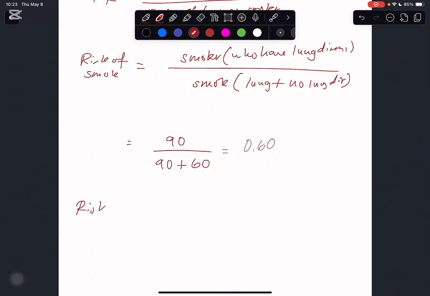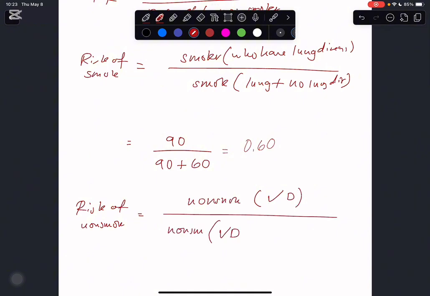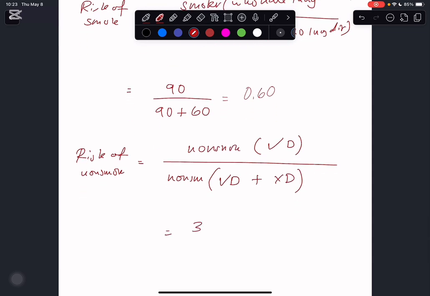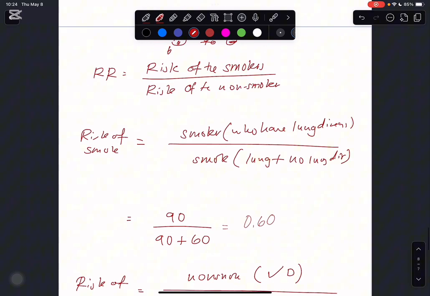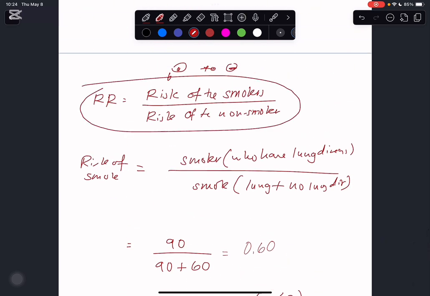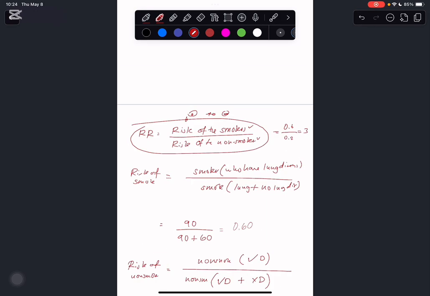0.60 risk of non-smokers is equal to the non-smokers that have the disease over the non-smokers who have the disease plus don't have the disease. Which is شو قلنا اللي كانوا عندهم the disease و they're non-smokers 30 والتوتال كان 30 plus 120 بيطلع لكم 0.20. الحين I'll go back to this equation. Okay طلعنا risk of smokers طلعنا risk of non-smokers just plug so بيطلع 0.6 over 0.2 which is 3. الحين طلعنا the relative risk which is 3.